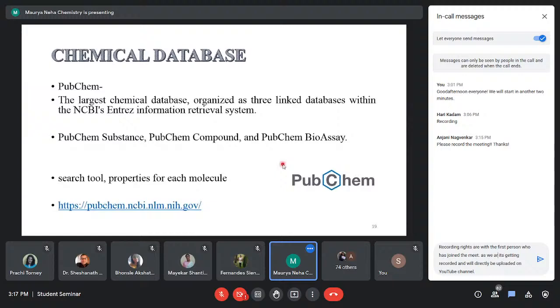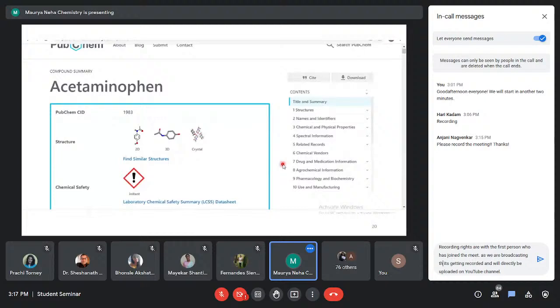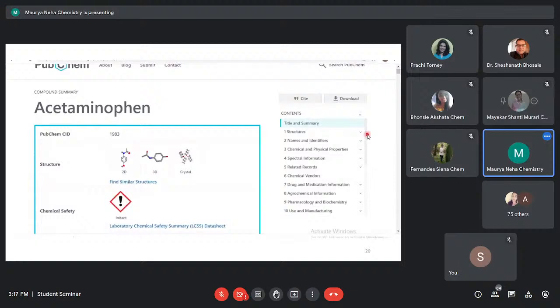This is an example using NCBI PubChem, which is a search. It gives the information. This is the title and summary page. When you click on structure, it gives the 3D and 2D crystal structure of the compound. It also helps us identify the compound if it is given to us. Then structural information, other related records, and if there are any vendors who sell this chemical, you get that information from here. And how it is manufactured, if it is manufactured.